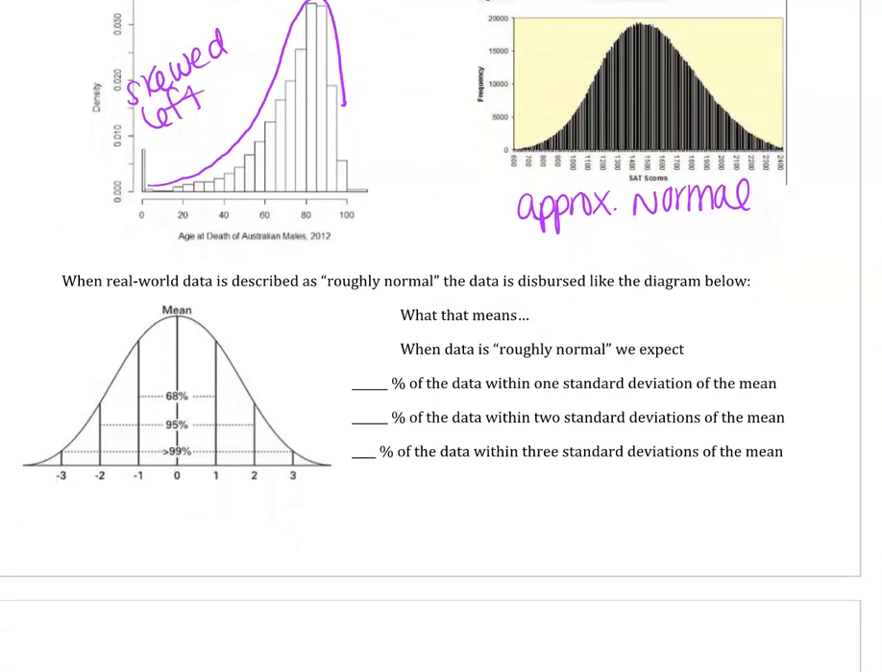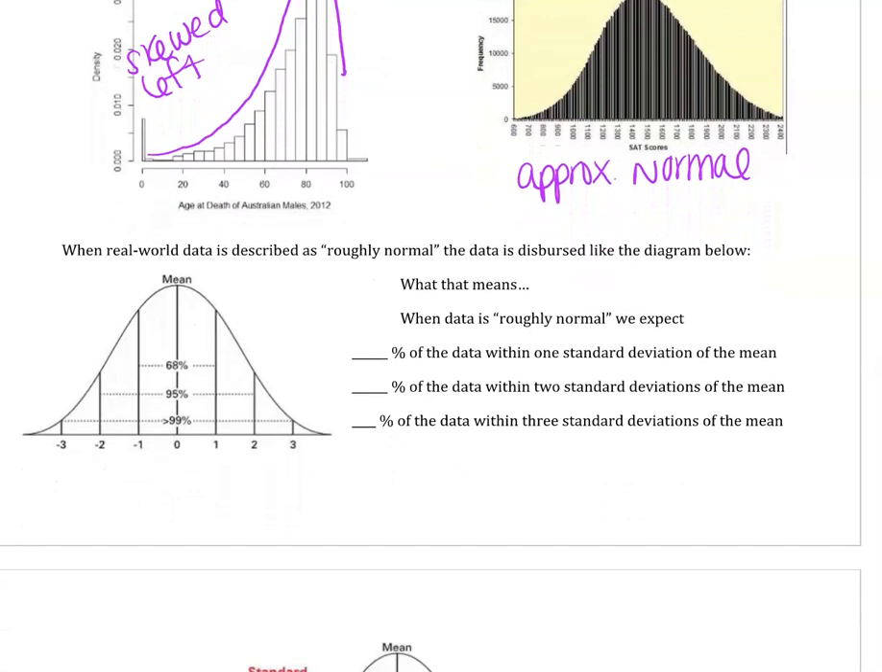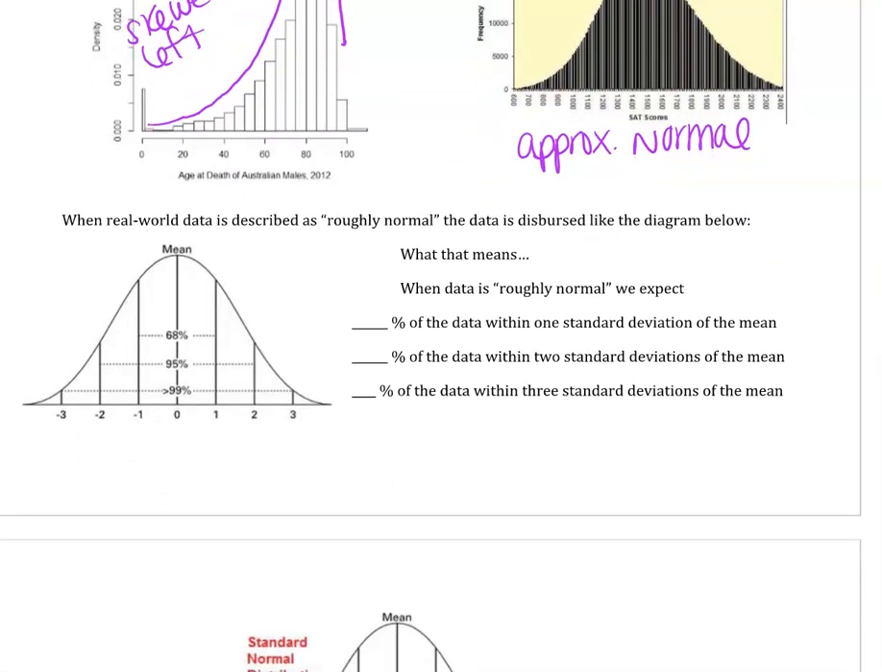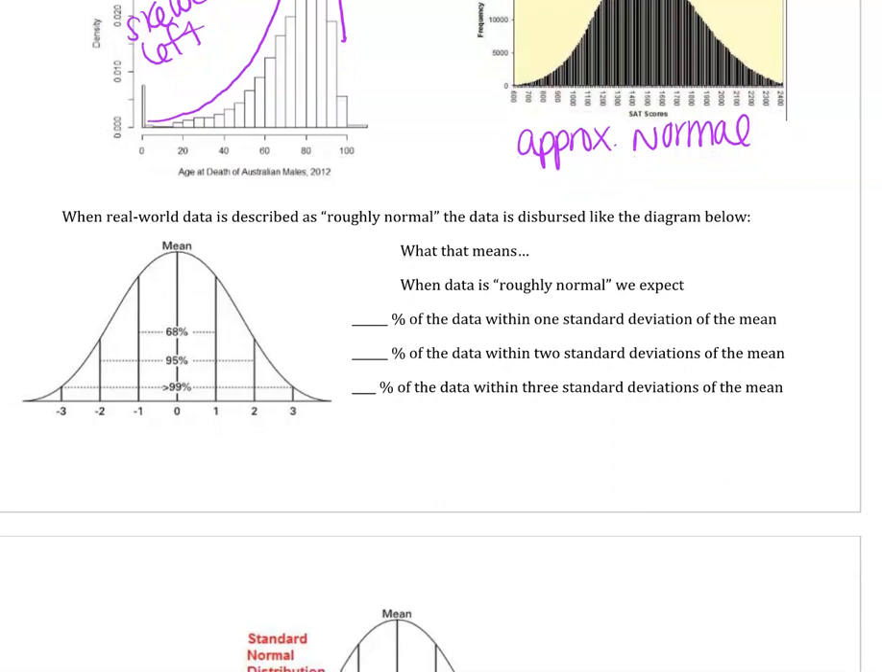When real-world data is described as roughly normal, the data is dispersed like the diagram below. And what that means is we can expect that if this is our mean, the center of your distribution or your balancing point, you will find that 68% of the data is within one standard deviation of the mean. So that's one standard deviation above and one below. 95% of our data will fall between two standard deviations of the mean. And then lastly, approximately 99% will fall within 3 standard deviations of the mean.